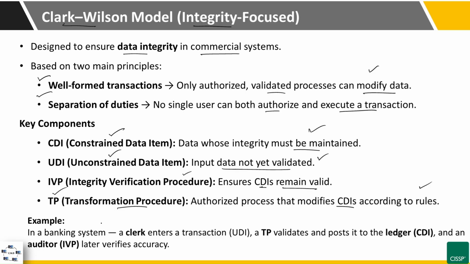So an example, in a banking system, a clerk enters a transaction, which is an unconstrained data item. So it is the input data that is not yet validated. Then a TP, that is, a transformation procedure, validates it and posts it to the ledger. So the ledger here is the constrained data item, which is the data whose integrity must be maintained, and an auditor, that is IVP, integrity verification procedure, later verifies the accuracy.